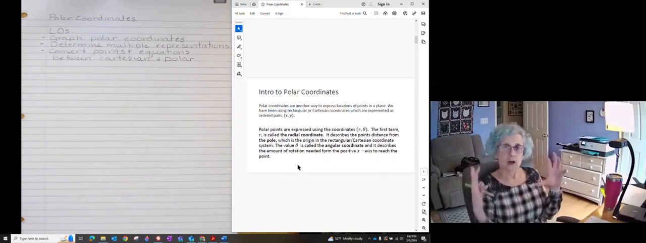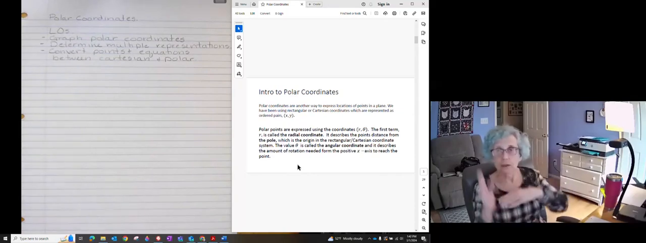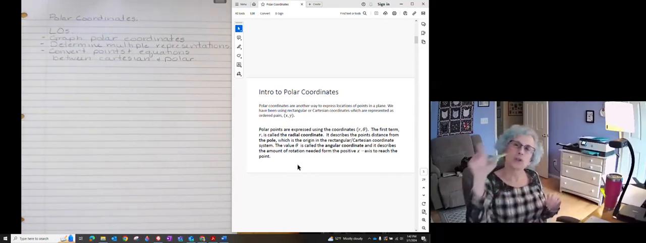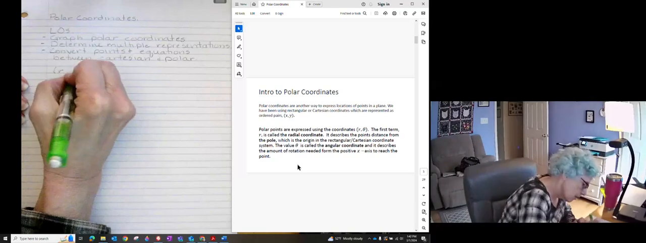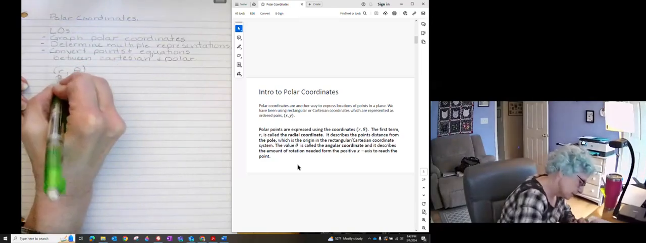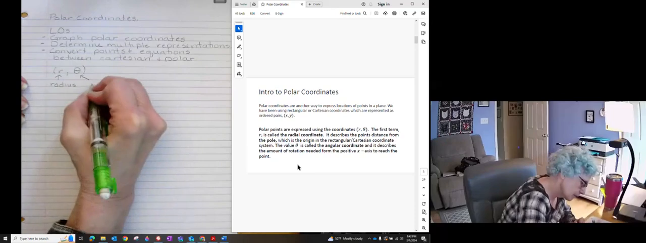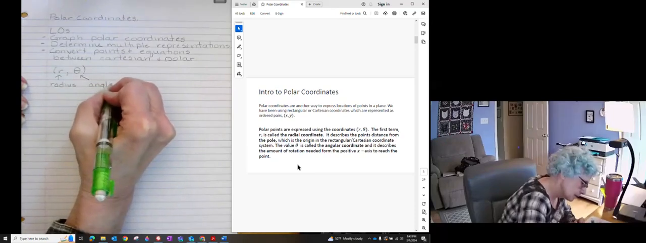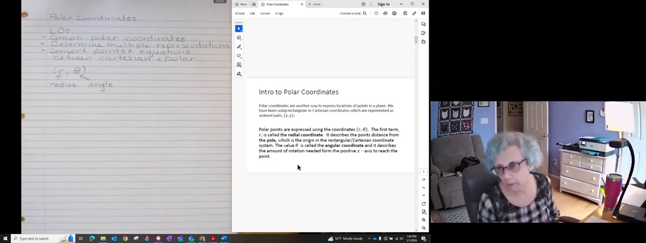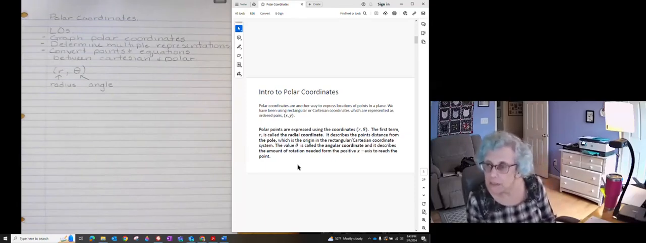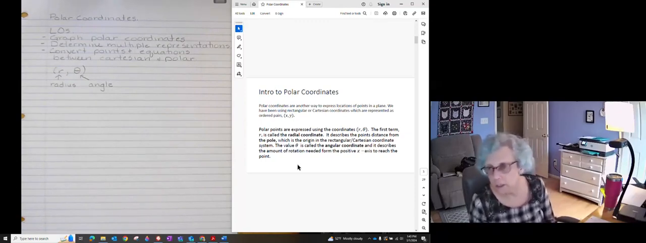So, Cartesian or rectangular coordinates, we have a horizontal and a vertical component. Polar coordinates go around in circles. They are r and theta. This is the radius, and this is the angle. So the first term is called the radial component. I called it the radius. The second is called the angular coordinate, and I just called it the angle.